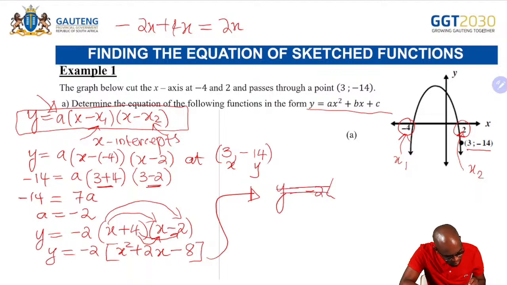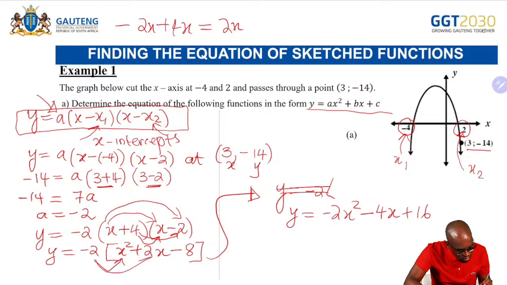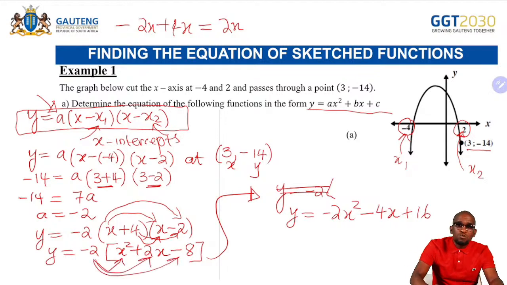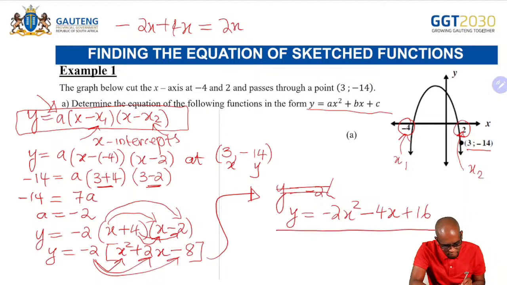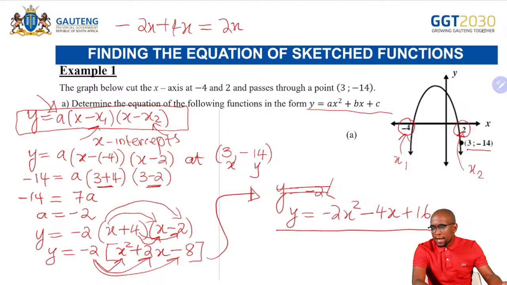Sorry about that, let me rewrite that one. y would be equal to -2x squared minus 4x plus 16. I'm multiplying by the negative 2, distributing it using the distributive law. So now I have the answer for that one. y is equal to negative 2x squared minus 4x plus 16. That would be the equation of that particular parabola. Right, I hope you got that one. Now we move on.